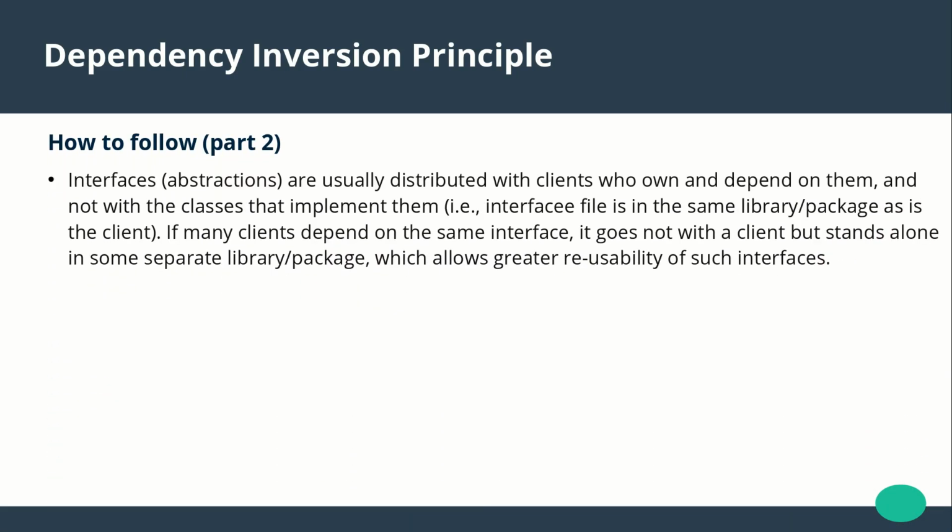And then we distribute such interfaces. We distribute abstractions usually with clients who own those interfaces and who depend on the interfaces. And we don't put these interfaces with classes that implement those interfaces. So some interface file, some abstract base class will be in the same package, in the same library as the client, because it's the client who needs it and who defines what it needs, right?